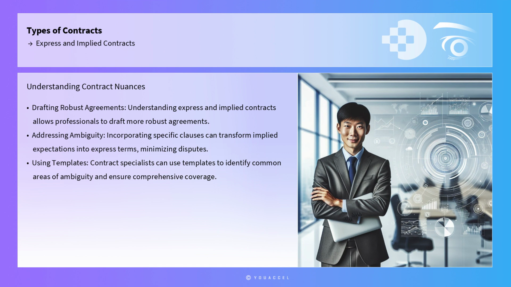Additionally, understanding the nuances of express and implied contracts allows professionals to draft more robust agreements. For instance, incorporating specific clauses that address potential areas of ambiguity can transform implied expectations into express terms. This proactive approach minimizes the risk of disputes and enhances the enforceability of contracts. Contract specialists can use templates to identify common areas of ambiguity and ensure comprehensive coverage of contractual obligations.